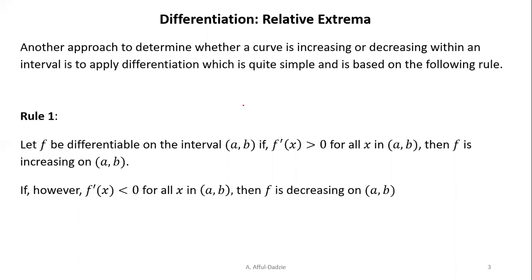So if we have a range of values on an interval, and we take the first derivative of our function, and then substitute all the values on that interval into the derivative, and all of them give a value which is greater than 0, for all x values along that interval, then we say we are increasing on AB.